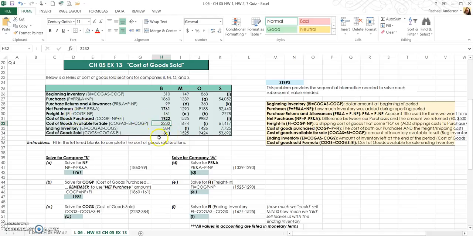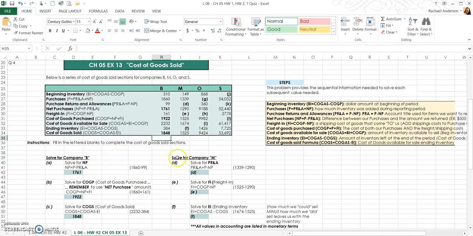And finally, for company B, we're going to figure out their cost of goods sold. And we will use our equal sign up in the formula bar. To find the cost of goods sold, we take our cost of goods available for sale amount, which is $2,232, and we're going to subtract our ending inventory amount, which is $384. This gives us a total of $1,848 for cost of goods sold for company B.